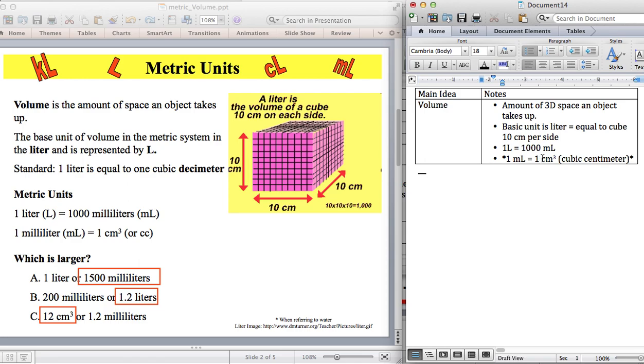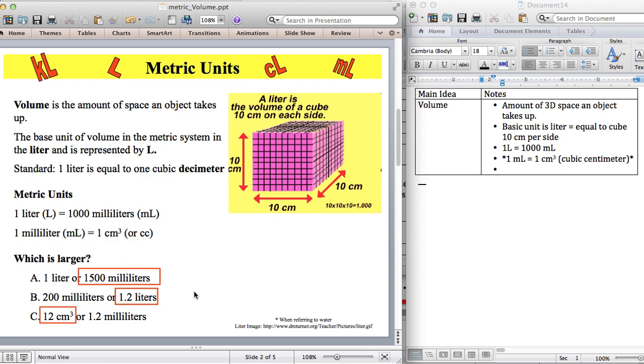All right, this is a special conversion that we need to know. Fortunately, it's really easy, because if I wanted to go from milliliters to cubic centimeters, all I have to do is rewrite the exact same number. So that's pretty sweet. So that's volume. All right, we've got some examples down here. 1,500 milliliters would be larger. That's only 1,000 milliliters, etc., etc.